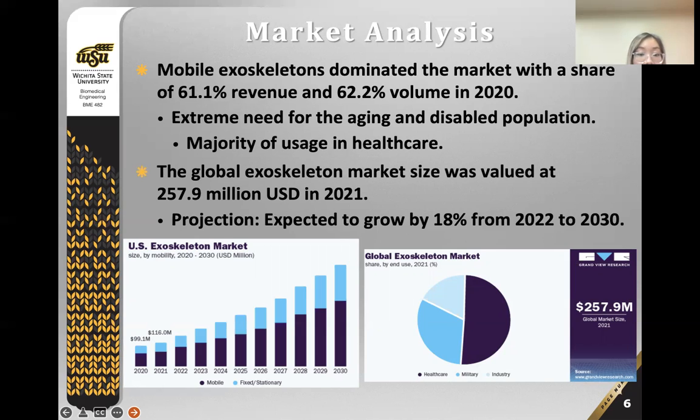Meanwhile, the figure on the right shows how the global exoskeleton market is split into three, where the majority of the usage is in healthcare, followed by the industry and then military. The global exoskeleton market was valued at $257.9 million in 2021 and is projected to grow by 18% from 2022 to 2030. And this is reflected by the pie chart figure on the right.